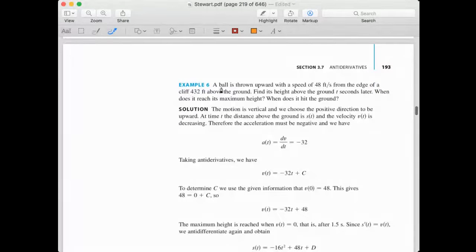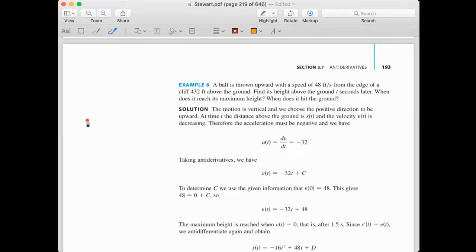So let's see this one. A ball is thrown upward. So if we throw a ball upward, we make a downward parabola, with a speed of 48 feet per second from the edge of a cliff 432 feet above the ground. Find its height above the ground t seconds later. So we need to find a function in terms of height. When does it reach its maximum height?